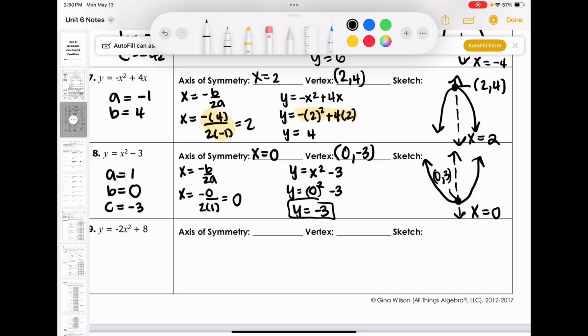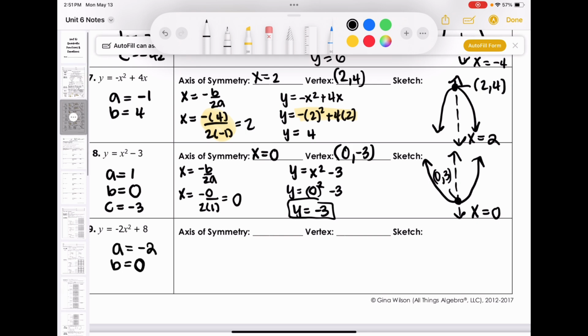All right, number 9, y equals negative 2x squared plus 8. So my A is negative 2. My B is 0 again because we don't have a term with just x. And then my C is 8. So that means I have negative 0 over 2 times negative 2. When I type that into my calculator, I get 0.